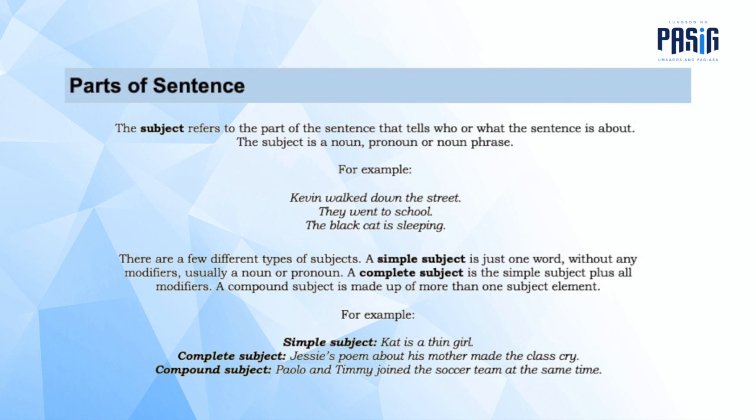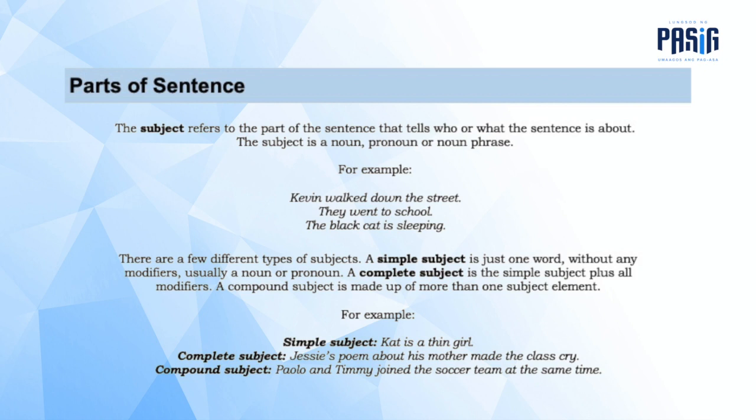There are a few different types of subjects. A simple subject is just one word without any modifiers, usually a noun or a pronoun. A complete subject is the simple subject plus modifiers. A compound subject is made up of more than one subject element.